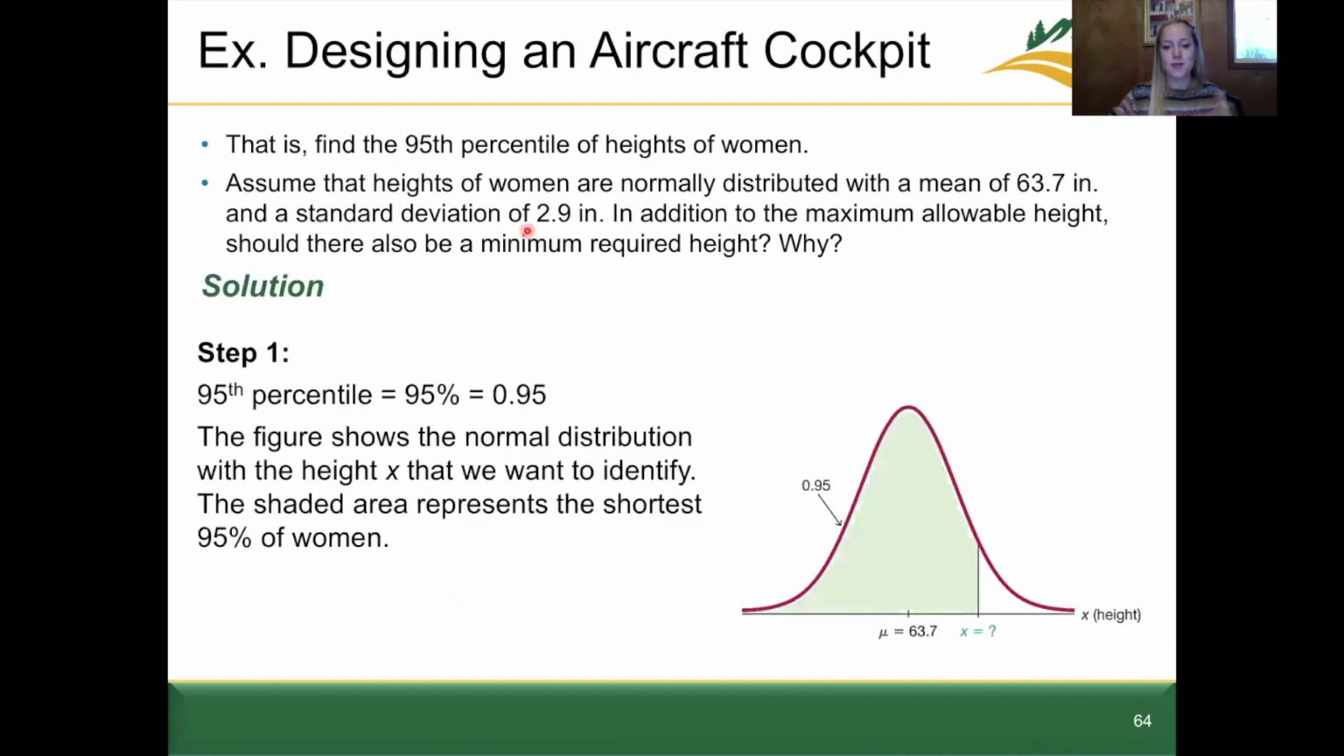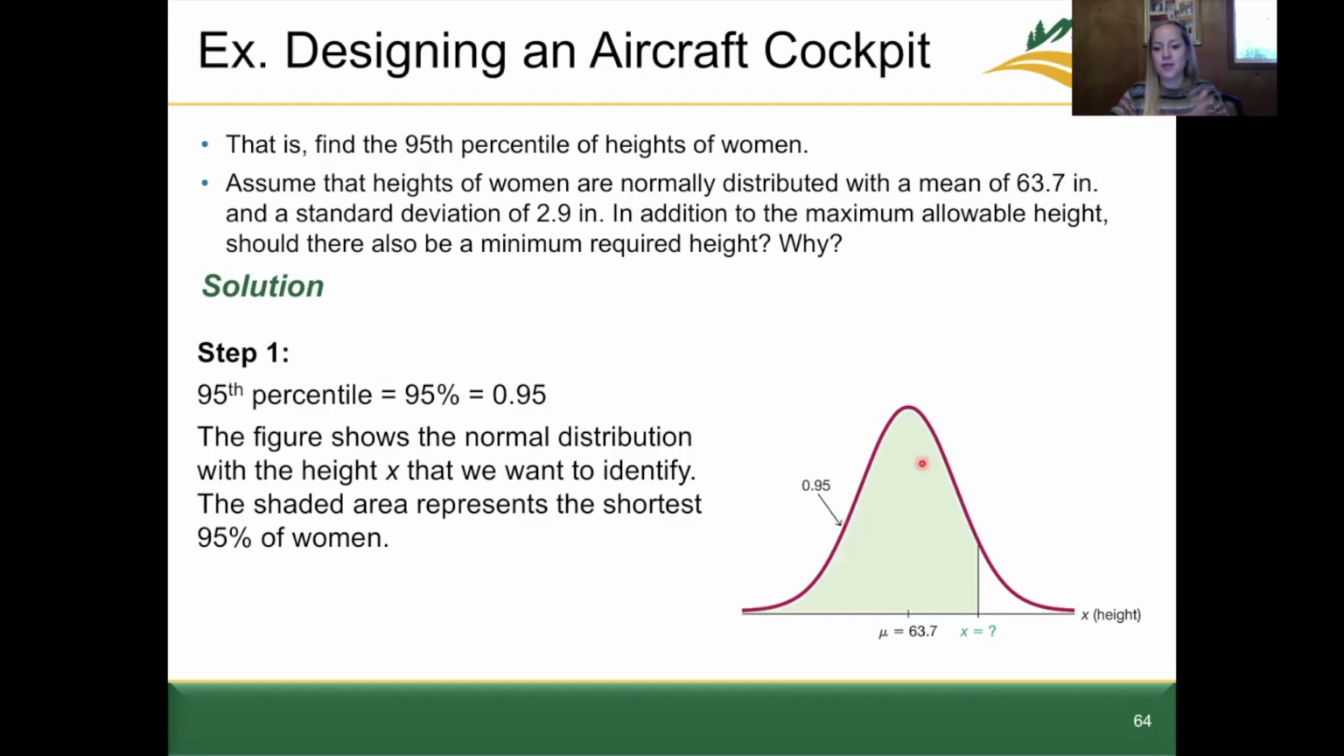In our solution, we're going to draw a normal distribution curve. We know our mean value is 63.7. In the question, we're asked about the 95th percentile. Based on what we just reviewed, we know we could draw some line somewhere. We don't know the x value, or the height, that corresponds with the 95th percentile. What we do know is that the 95th percentile corresponds to an area or probability of 0.95. So, 95th percentile, divide that percentage by 100, we get 0.95.